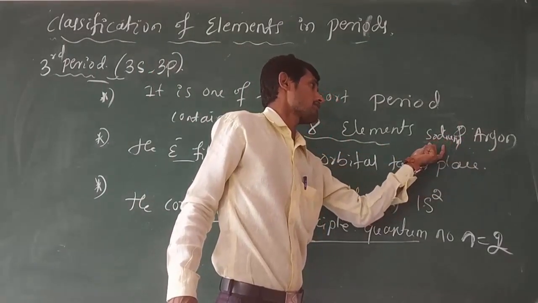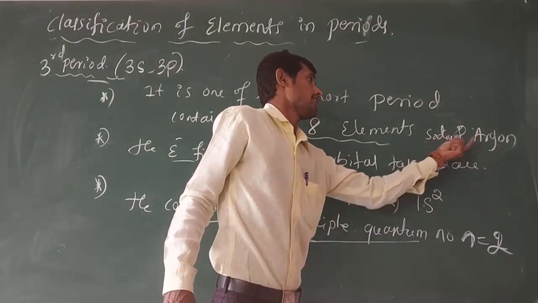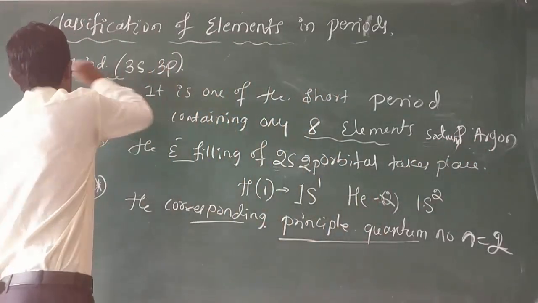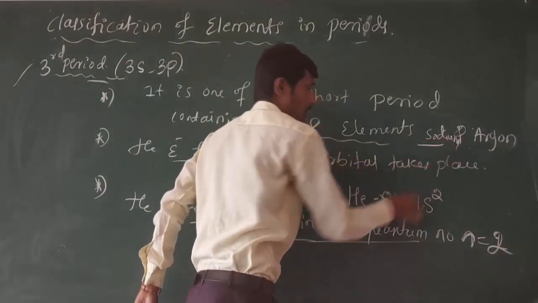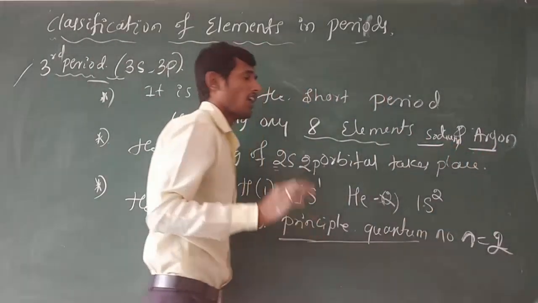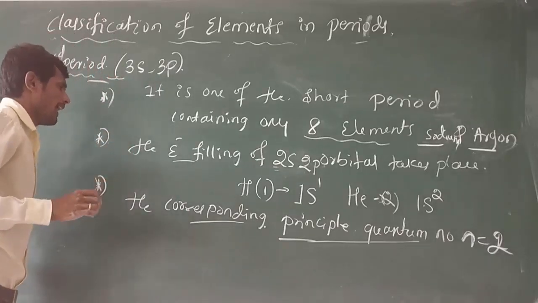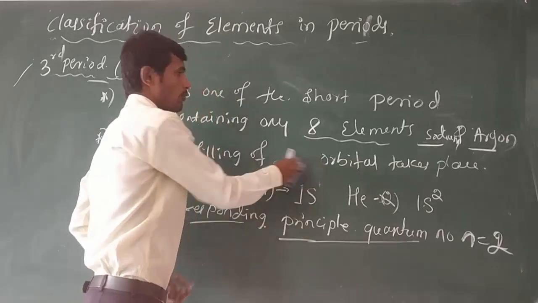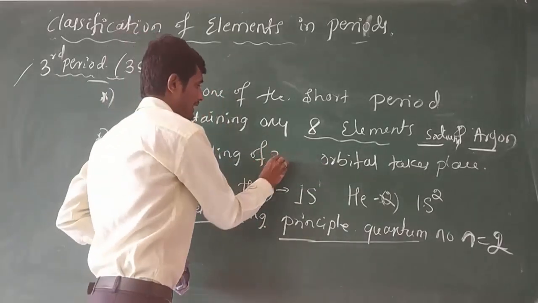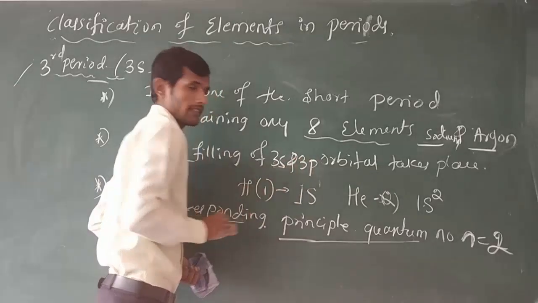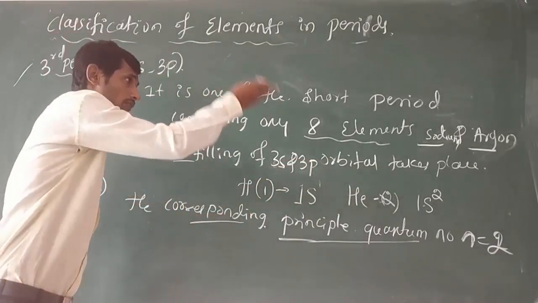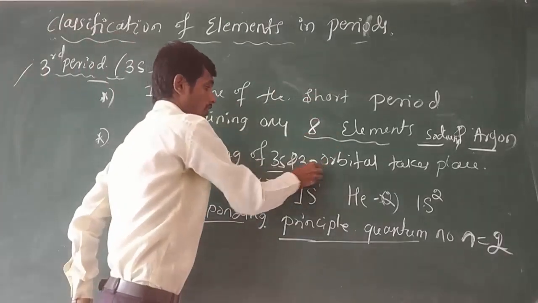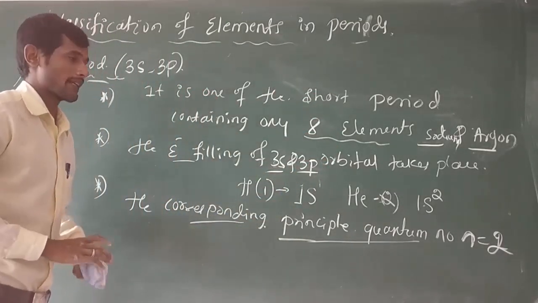Sodium is the first member of the period and argon is the last member. The third period starts from sodium and ends with argon. Remember, the electron filling of 3s and 3p orbitals takes place here. When you write the electronic configuration of sodium, it ends with the 3s orbital, and argon ends with 3p orbital electrons.